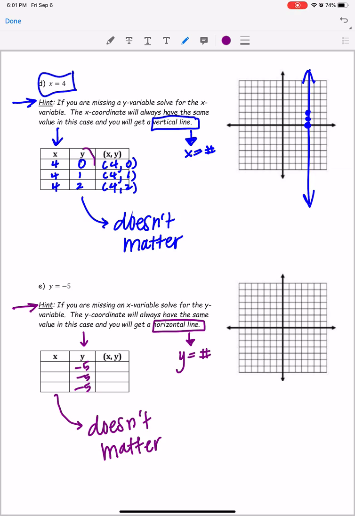So I picked 0, 1, 2. That's honestly what I pick every single time. But let's just pick some different numbers. If we go negative 4, 3, and negative 2. So it's negative 4, negative 5, 3, negative 5, and negative 2, negative 5. Plot those points. So from the origin, I'm going negative 1, 2, 3, 4 over. Negative 5 means I'm going 1, 2, 3, 4, 5 down.